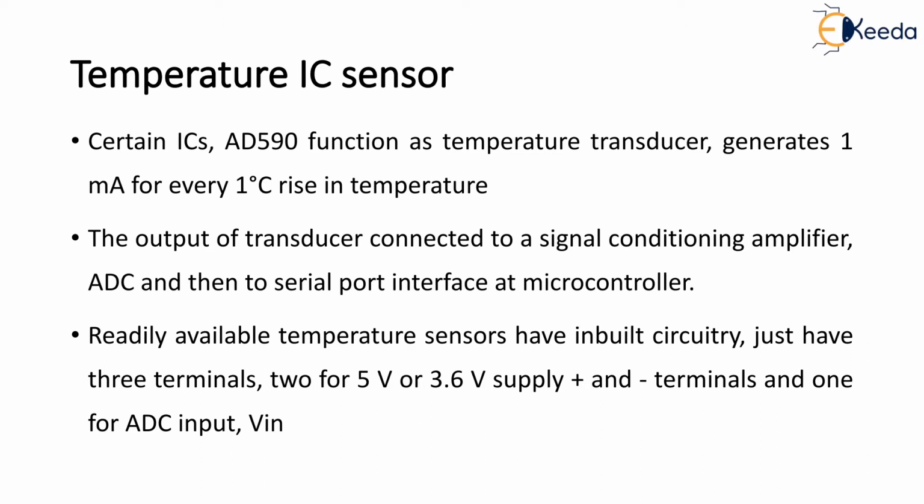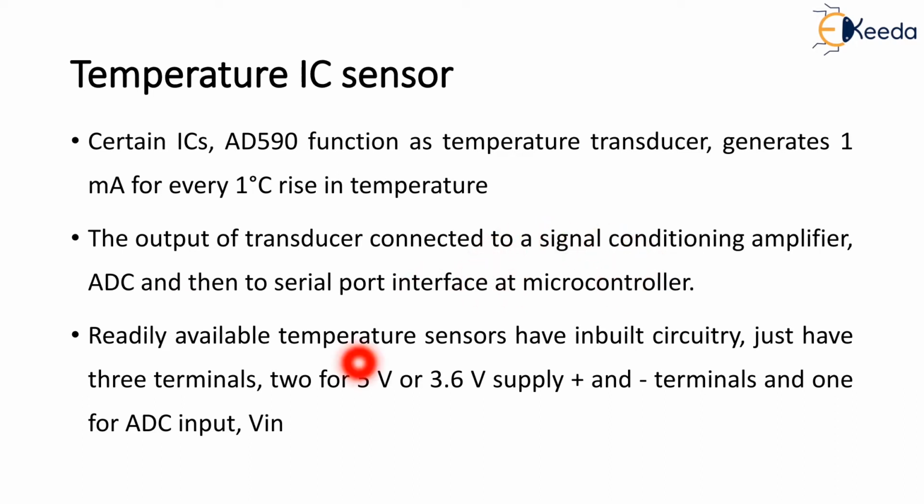So here the temperature IC sensor, certain ICs such as the AD590, function as a temperature transducer and generate 1 milliampere for every 1 degree rise in temperature. So when there is a 1 degree Celsius rise in temperature, it generates an output current of 1 milliampere. The output of the transducer is connected to a signal conditioning amplifier, then the analog to digital converter, and then to the microcontroller through the serial port interface.